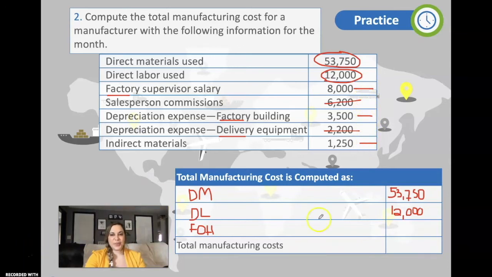I just totaled the 3 up and it came to $12,750. Now add all 3 of them up and this would be your total manufacturing costs. I got 78,500. My total manufacturing cost, 78,500. Okay.